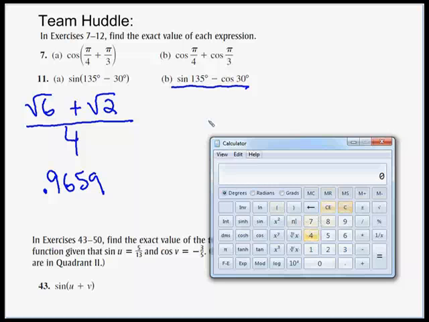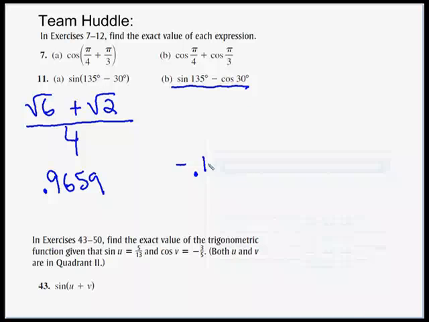And if we compare that just to this, let's see what we have there. Clear that out. 135 sine, we are in degree mode, 135 sine minus 30 cos equals negative 0.1589. And just the fact that they're positive and negative is a huge difference as to why the sine of this difference is different than the sine of the first minus the cos of the second.